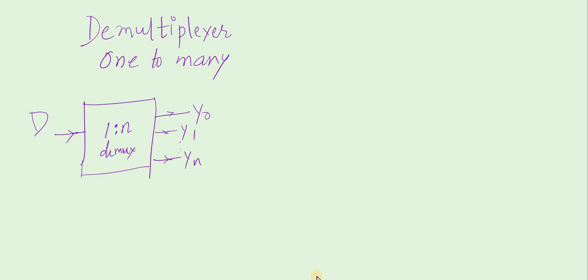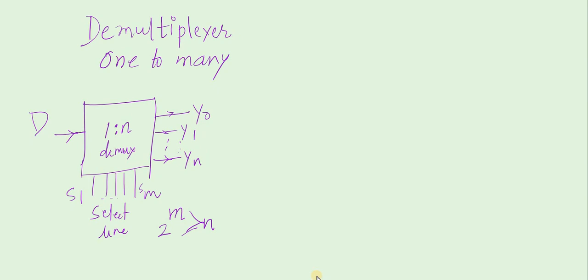To select that data will be sent to which output, there are select lines. These are the select lines. Select lines can be 1 to M, suppose select lines S1 to SM. When there are M select lines, 2 raised to M is the maximum number of output lines. So N is always less than or equal to 2 raised to M.